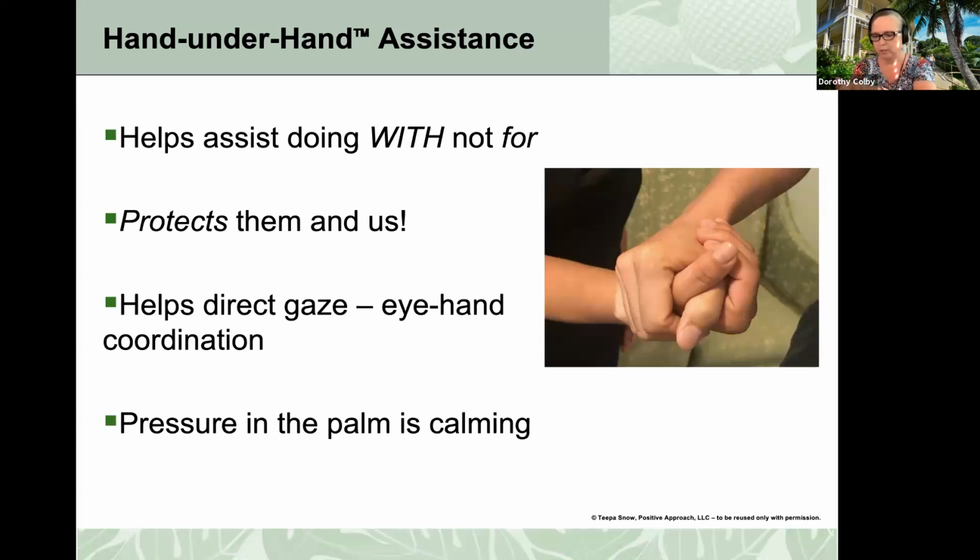Look at my, what squeeze? Oh, you're here. Hey, when did you get here? Even though I've been here the whole time. Yeah, I just got here now. I'm so glad to see you. I'll have the same conversation again. It's okay. So pressure in the palm is calming.